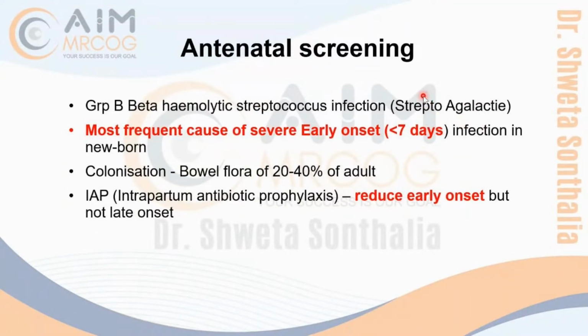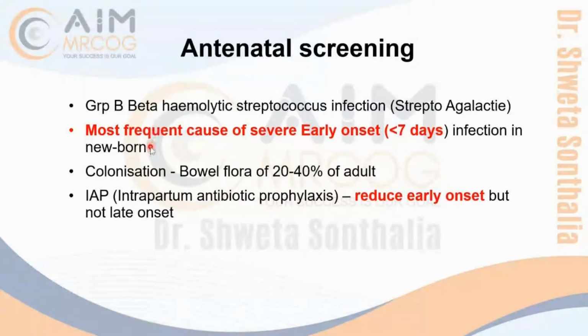Now, this is the most frequent cause of severe early onset infection in the newborn, within 7 days. Whenever a newborn gets severe infection, this is the most common cause. That's why they're worried, and that's why you are giving the prophylaxis.